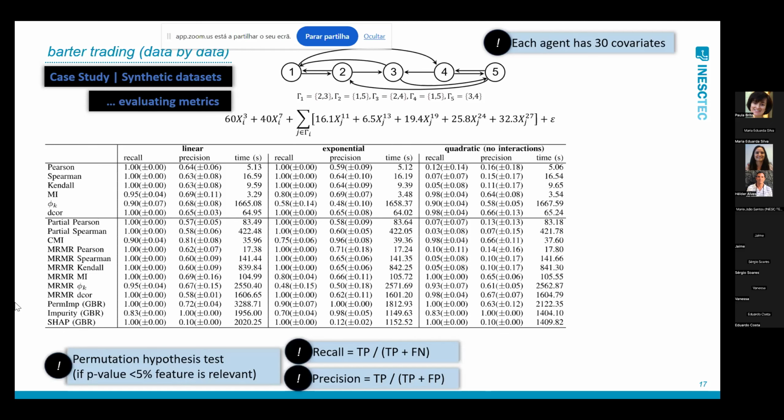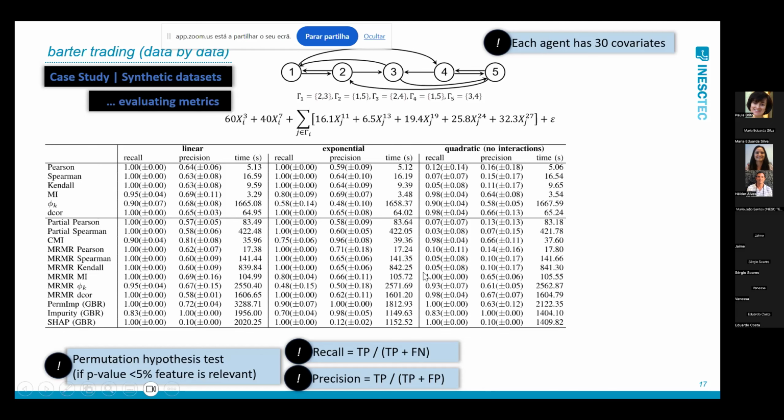So we use the permutation hypothesis test for each of these metrics. We have the metric, we do a huge number of permutations, and we can get a p-value. If this p-value is below the 5% significance level, we consider that this feature is relevant and could be traded in the market. So here we are just seeing the results for relevant or not.